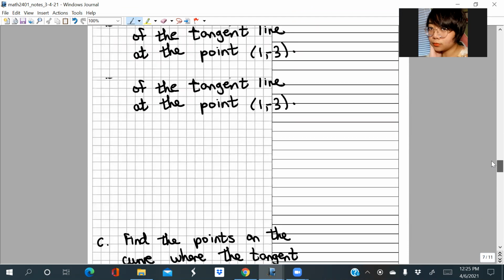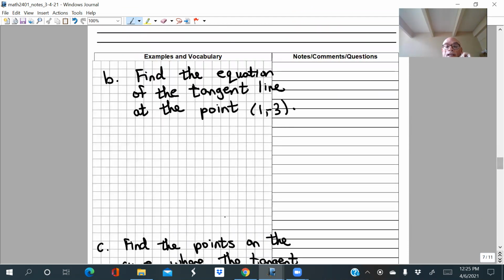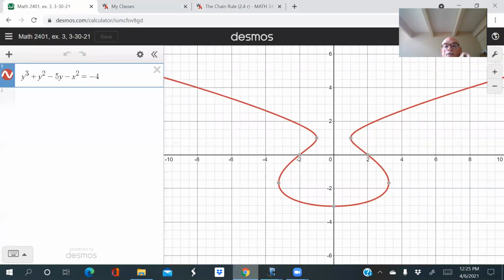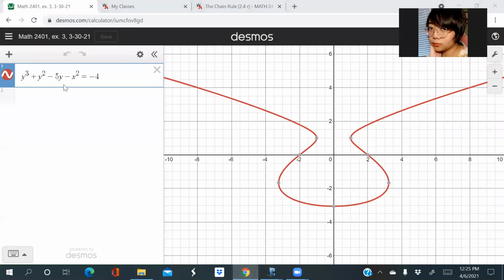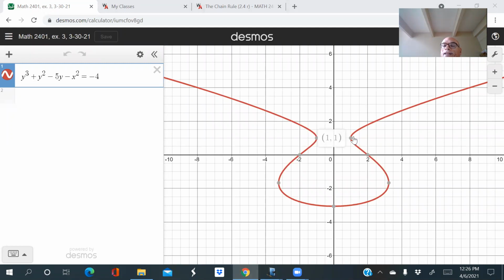at this point, 1, minus 3. Let's look at this curve again and see what we think that tangent line looks like. So we want to find the equation for the tangent line to this curve at the point 1, minus 3. So there's x equals 1. And down here, oh, there it is. Is that the point? Yeah, there it is. Okay. So there's the point.